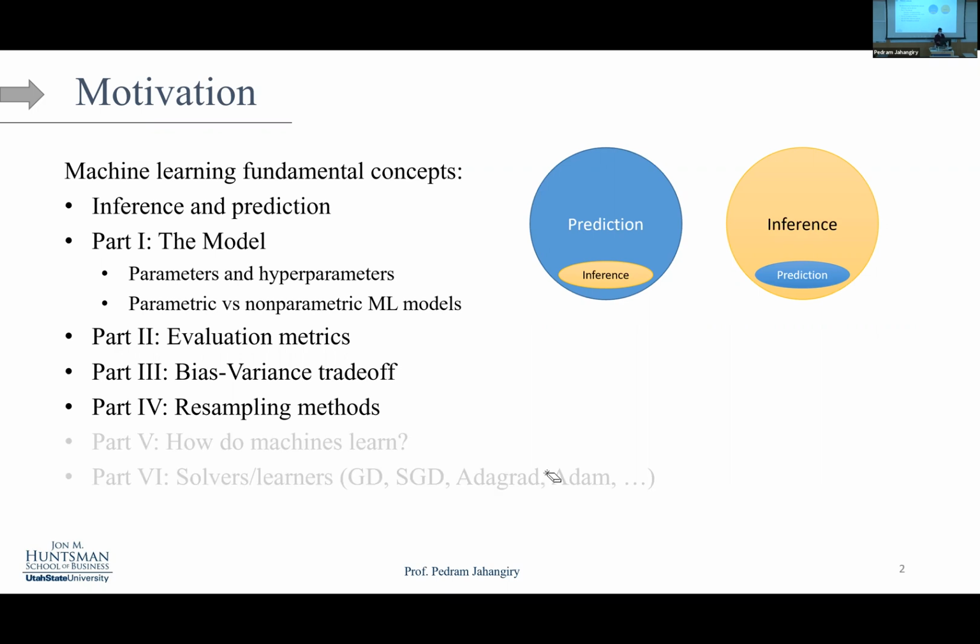Then, I hope that I can cover all these first four parts. So parts five and six are the topic for next class. Whenever we clear the terminology, I will talk about how machines learn in general. I'll put together a flowchart diagram, and we're going to go over it next class. And then lastly, we will be talking about the solvers, the learners, or the optimizers.